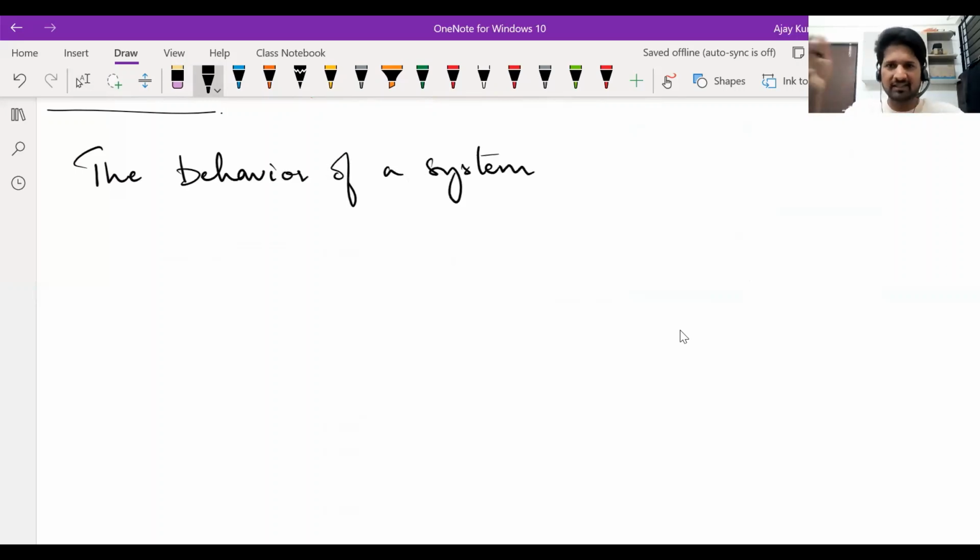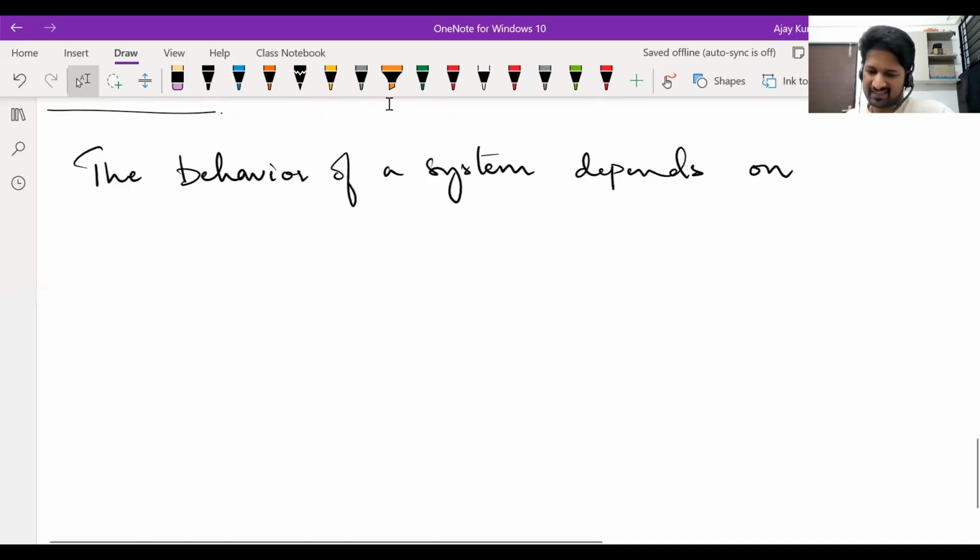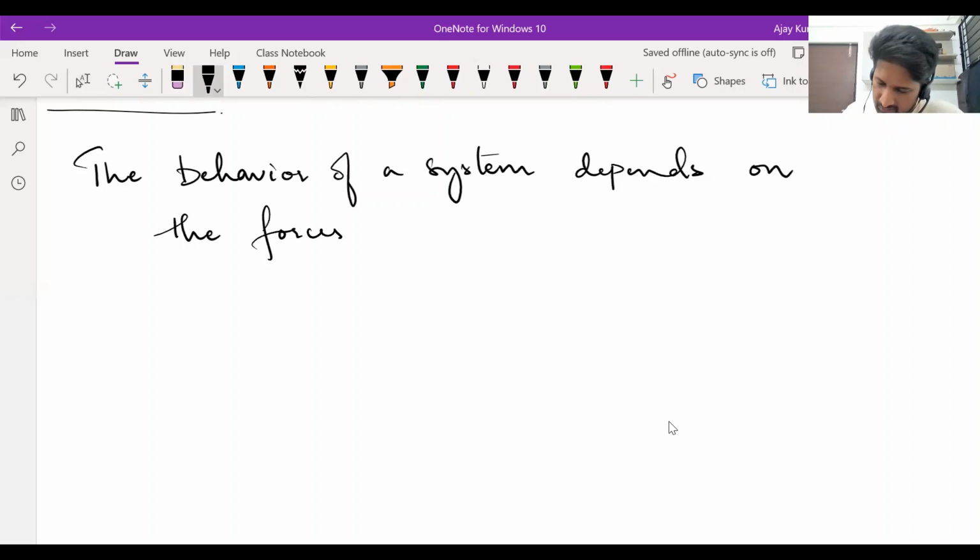How do we start solving any problem? Suppose you are given a system, let's say blocks connected by threads, and I ask you what is the acceleration or how much speed a block will gain after some time. How do you start solving the problem? The first thing we consider is the forces acting on the system. Based on forces, we write equations, right? The behavior of a system depends on the forces acting on it. And what happens to the surroundings depends on the forces exerted by it.